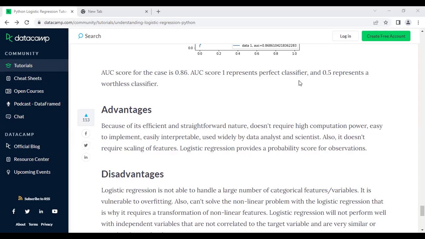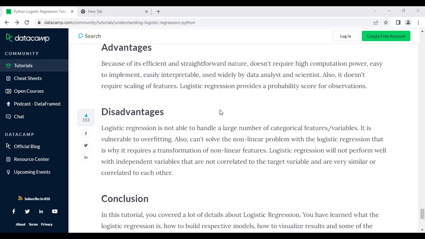The advantages are that logistic regression is efficient and straightforward in nature, doesn't require high computation power, is easy to implement, easy to interpret, and is widely used by data analysts and scientists. It also gives the possibility of scoring. The disadvantage is that logistic regression is not able to handle a large number of categorical features, and it is vulnerable to overfitting.